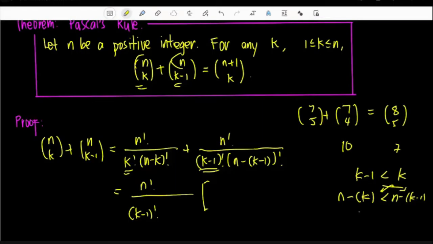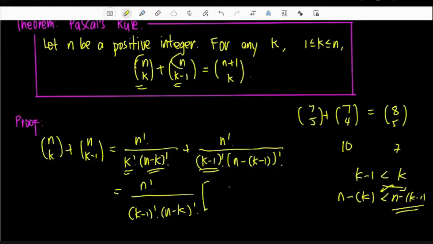Okay. So what does this mean? In terms of factorial, this one has one more term. Right? So that means I can factor this one out: n minus k factorial.